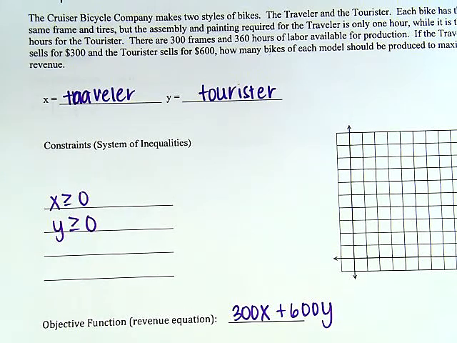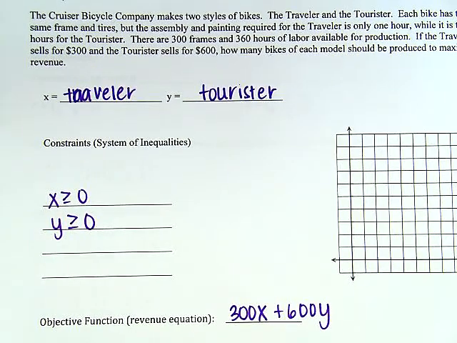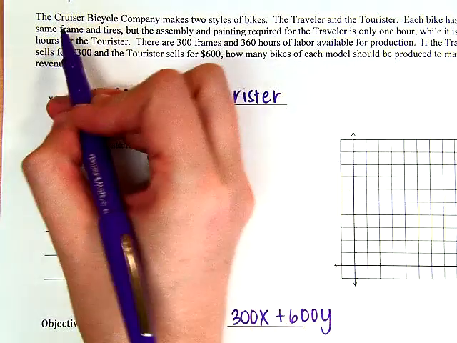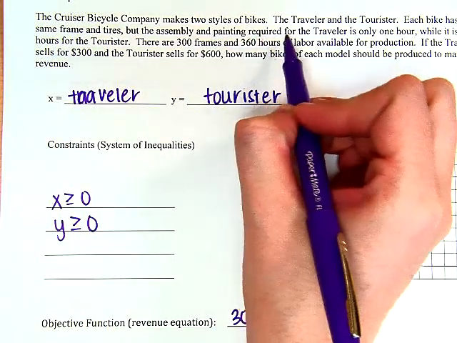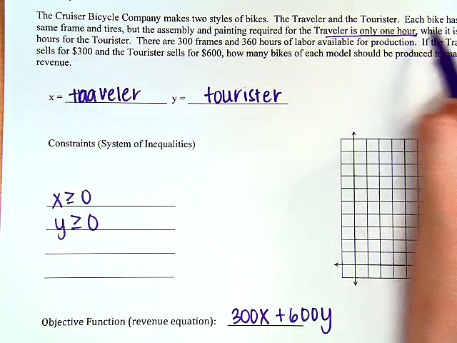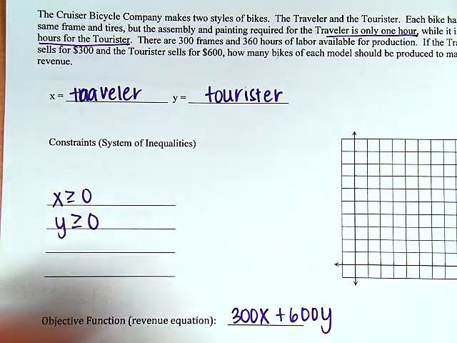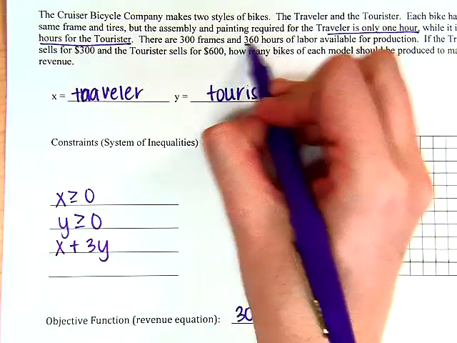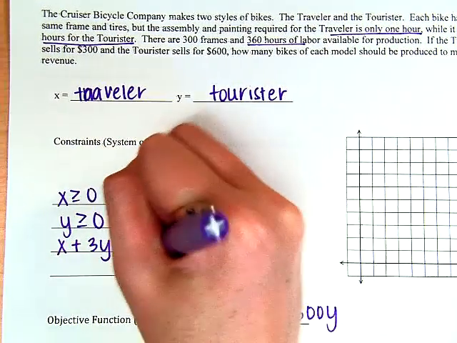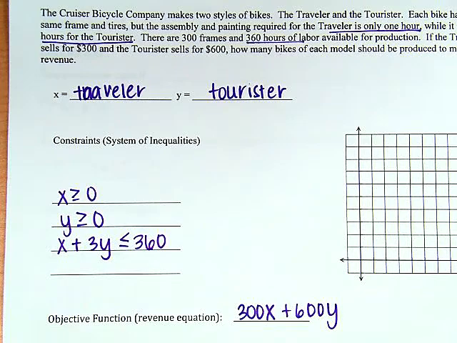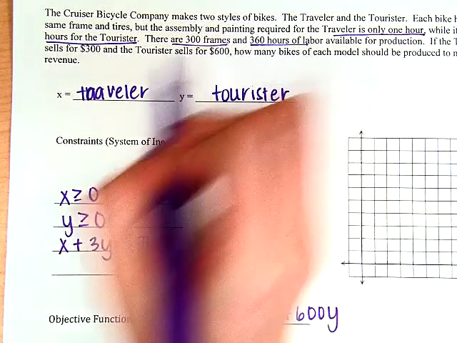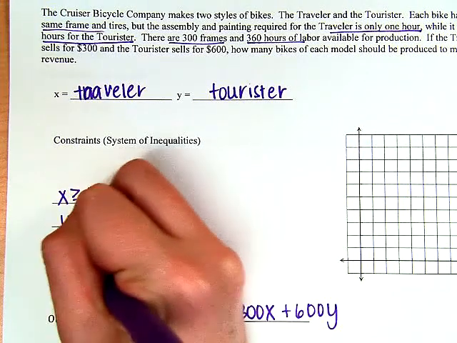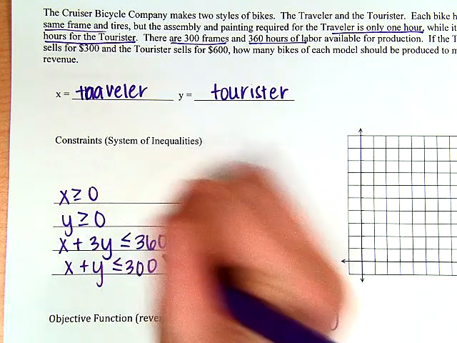And then I'm looking at labor here, so I have frames and hours. It looks like each bike has the same frame and tires, but assembly and painting required for the Traveler is 1 hour, while it's 3 for the Tourister. So 1 for the Traveler and 3 for the Tourister, and I have 360 hours maximum, so it's got to be less than that. The second one says I have 300 frames, and they have the same frame, so that means x plus y is less than or equal to 300.